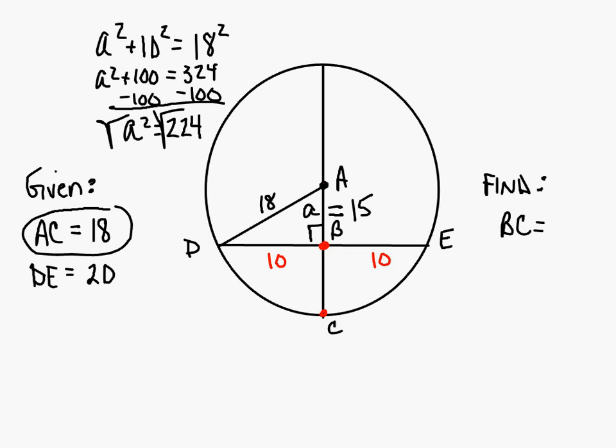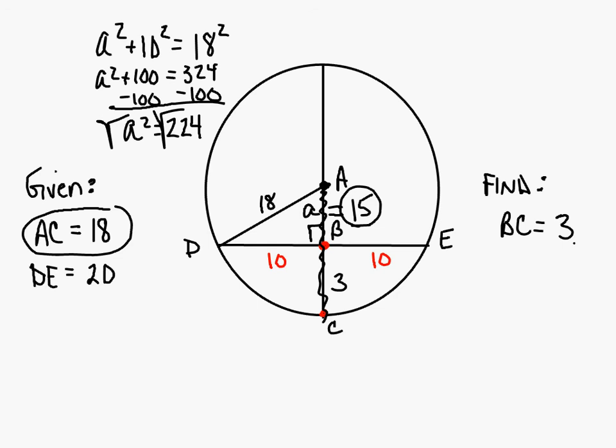Well, if A to B is 15, then how far is it from B to C? 3. B to C would be 3. Good. So the drawing's not to scale. But if A to C is a radius and it's 18, and A to B is 15 of it, there's only 3 left. All right, so B to C is 3.